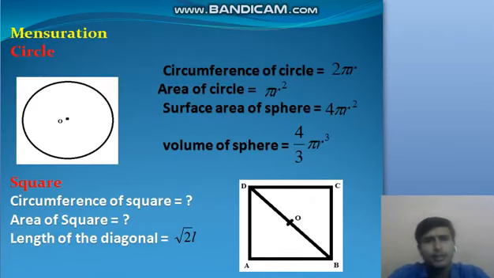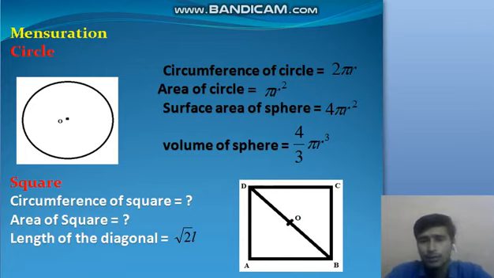Another important thing is called mensuration. You need to remember some formulas regarding the circle, square, rectangle, all those things. Like the circumference of the circle, you know, 2 pi r. Area of the circle, pi r square. Surface area of the sphere, 4 pi r square. Volume of the sphere, 4 by 3 pi r cube.